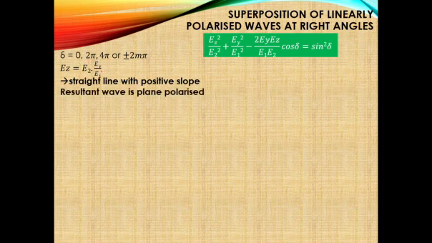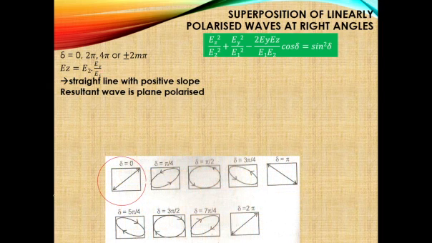So the resultant wave after passing through the crystal with a phase difference of 0 or 2m pi will constitute a plane wave. So if you have two plane polarized waves with a phase difference of 2m pi, after traversing the crystal, it would behave as a plane polarized wave itself. So that is one possibility.